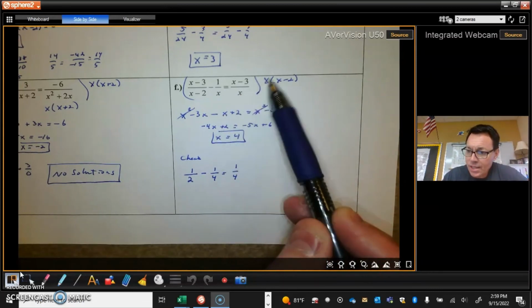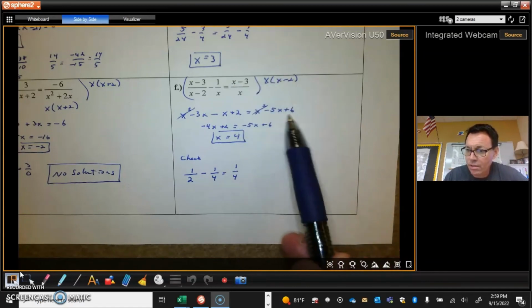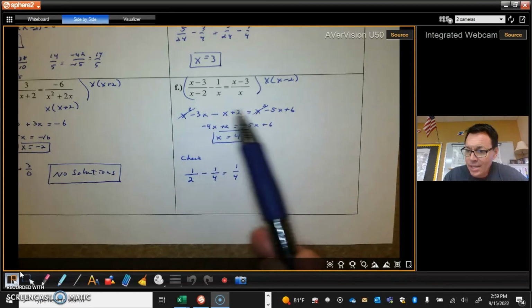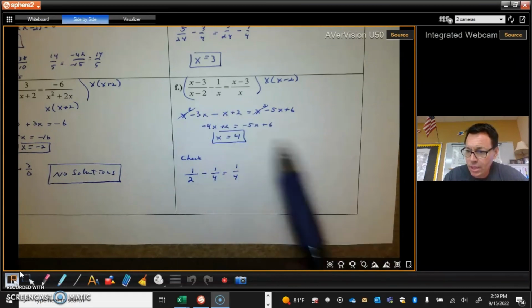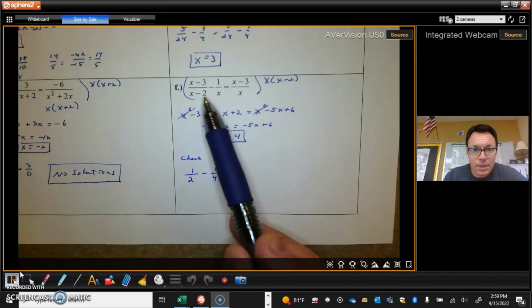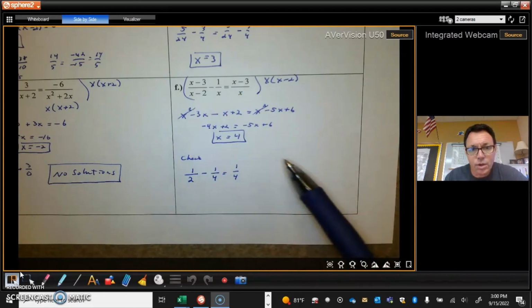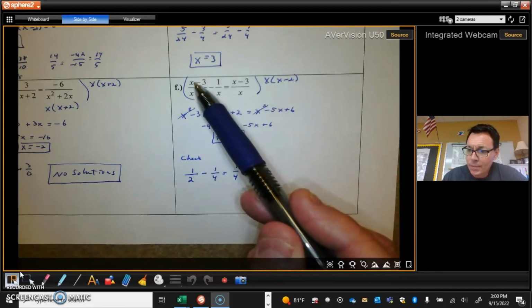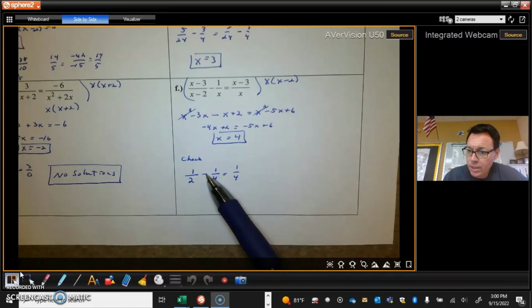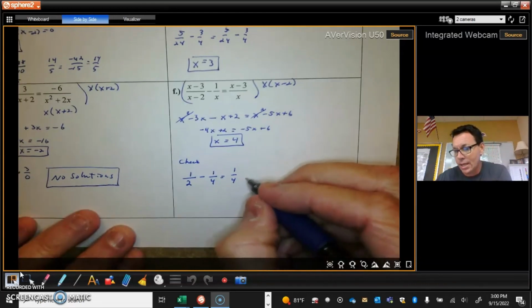On the other side, the x's canceled and left me with x minus 3 times x minus 2. So I went ahead and FOILed that out. My x squares canceled, and I solved, and I got an answer of 4. So looking, it appears that 4 is not going to give me a 0, but I still need to make sure that it works. So I plugged the 4 in. I got 1 over 2 minus 1 over 4 equals 1 over 4. Well, 1/2 minus 1/4 is 1/4. So that does check out, and that is my solution.